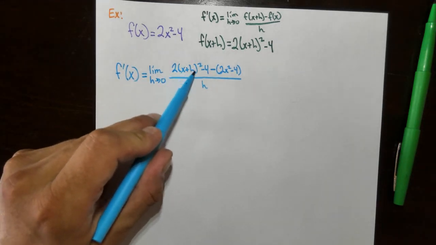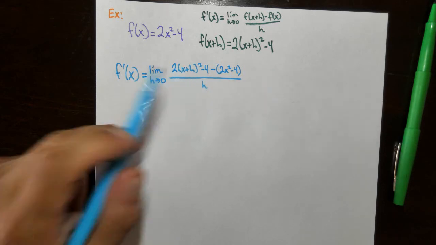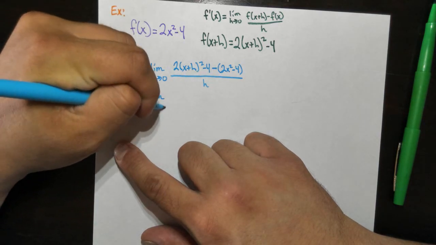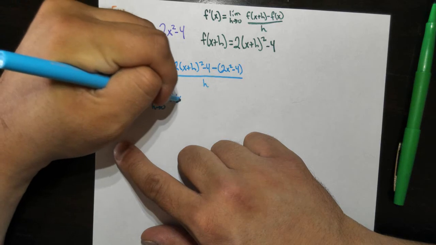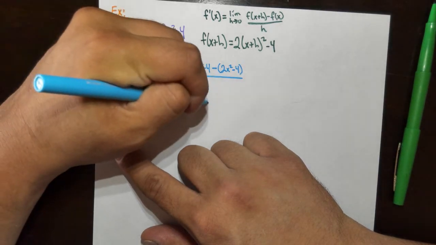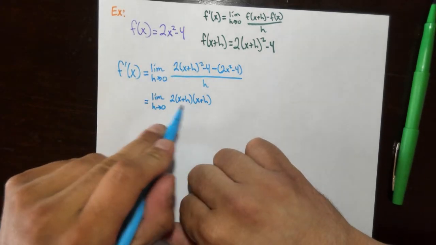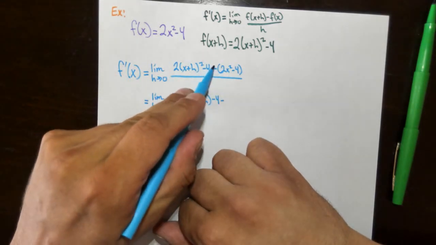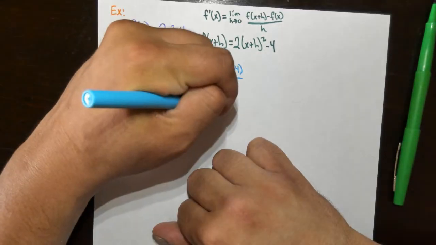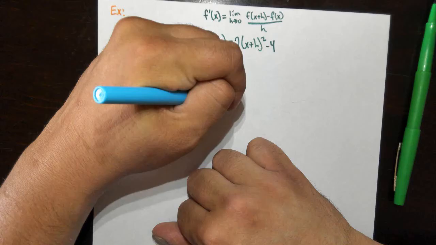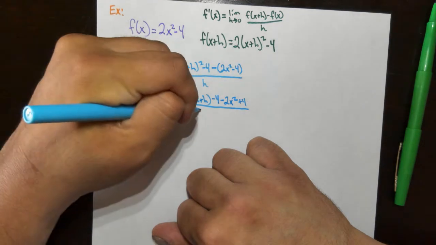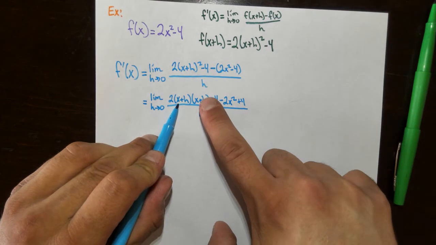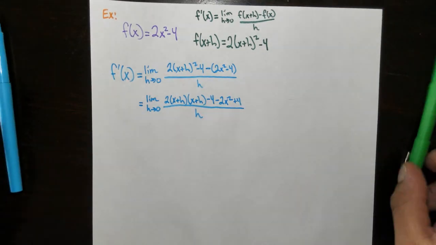Let's deal with this square first here. That's going to look like the limit as h approaches 0 of 2 times x plus h times x plus h, and I'm going to write this out twice because that's really what the square means. It's just multiplied by itself twice, minus 4. And then let's get rid of this parentheses while we're at it. Negative times 2x squared is minus 2x squared. Negative times negative 4 is positive 4. All divided by h. Now, let's multiply all these together. Let's get rid of these parentheses now. In order to do so, we need to FOIL.